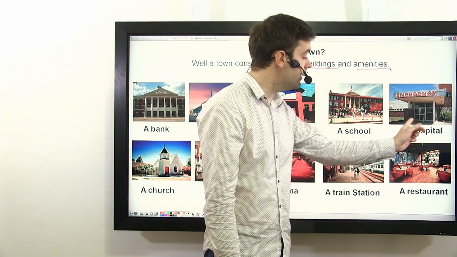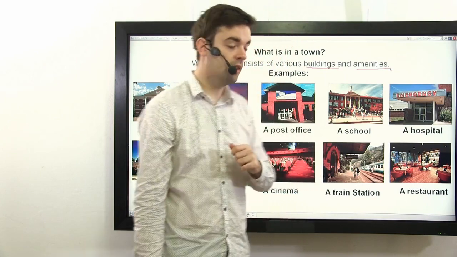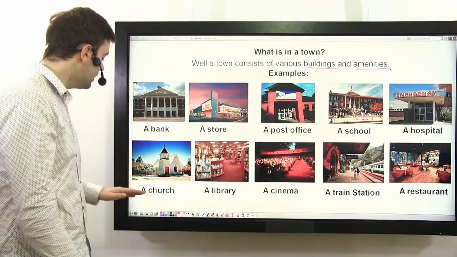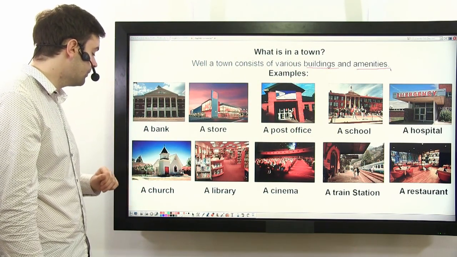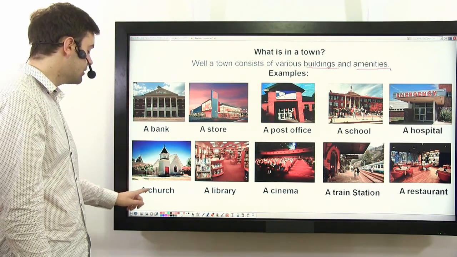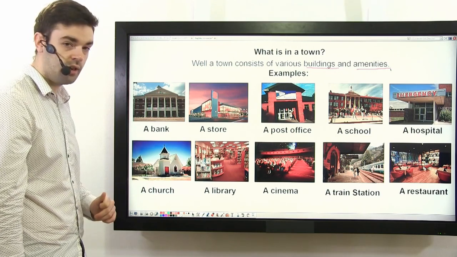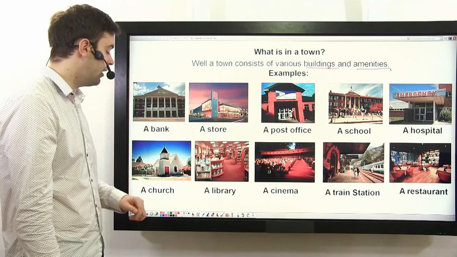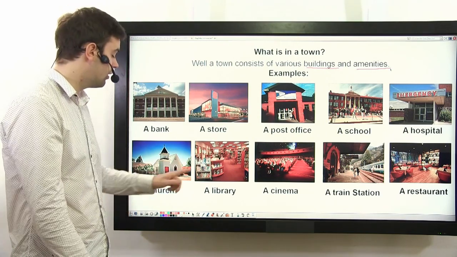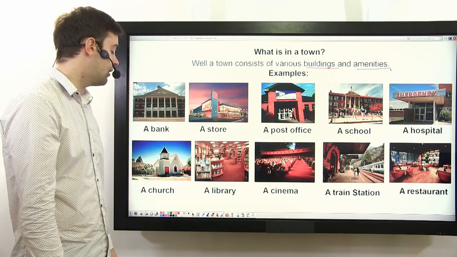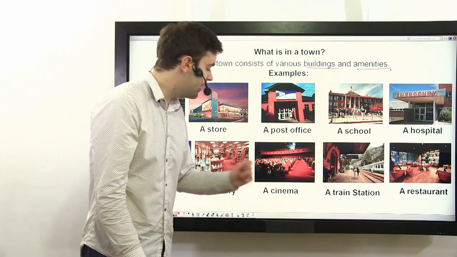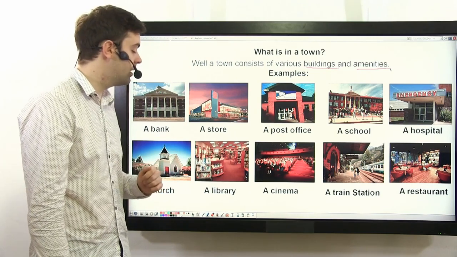You might find a hospital. H-O-S-P-I-T-A-L. Hospital. There might be a church. C-H-U-R-C-H. Church. There might be a library. L-I-B-R-A-R-Y. Library. There might be a cinema.